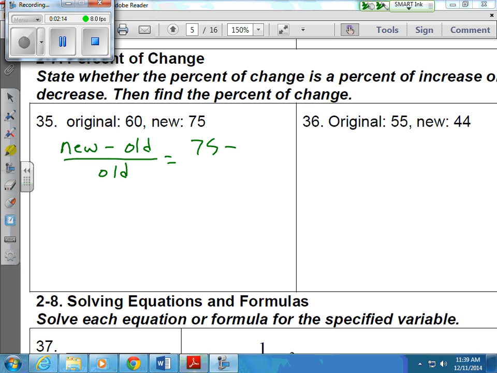Our old was 60. Over 60. That becomes a 15 over 60. What is that equal to? Which is what? Okay, so that's an increase of what percent? 25.